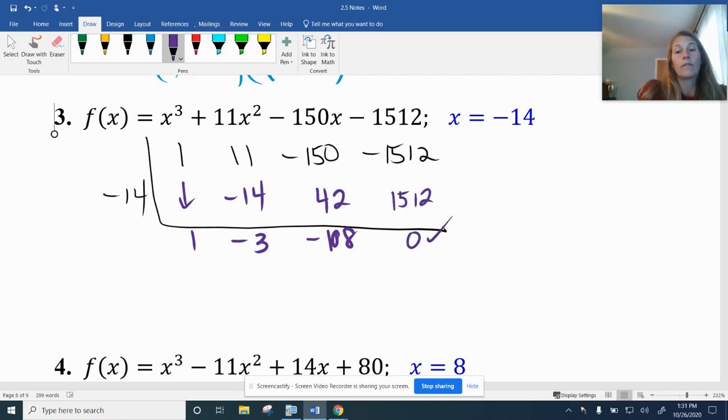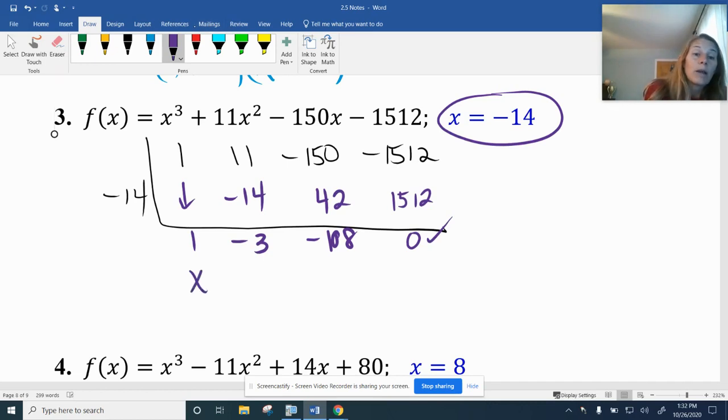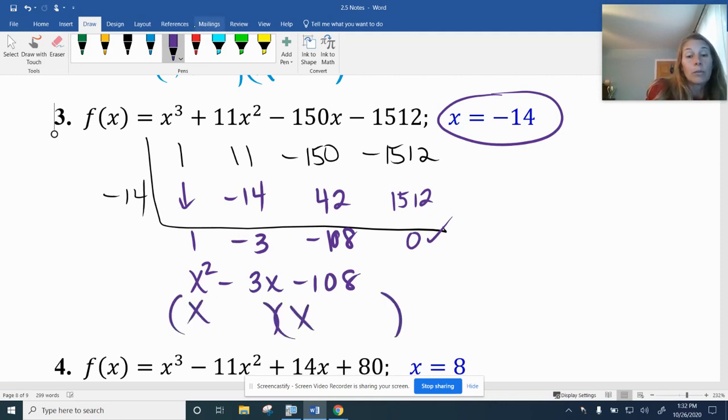And then, of course, that confirms that this negative 14 is one of my zeros. So now I can do x squared minus 3x minus 108 and factor that into x and x. The two numbers that multiply to get 108, that subtract to get 3, are 12 and 9, and it's going to be a negative 12, positive 9.